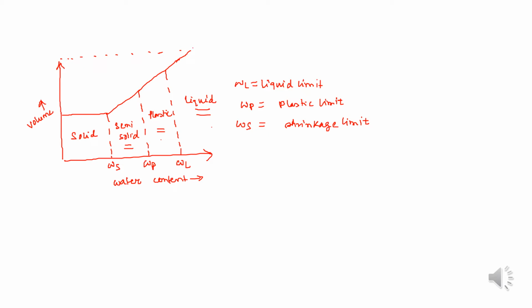So these arbitrary limits that we wanted to define are the consistency limits, or the Atterberg limits, right? Thus, the consistency limits are basically the water contents at which the soil mass passes from one state to another. These limits are usually expressed as a percentage of water content of the soil. Right? So now a detailed definition will be provided for these limits, and we will talk about it in the next slide.